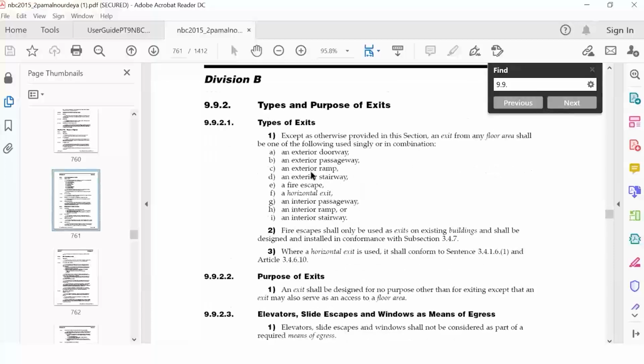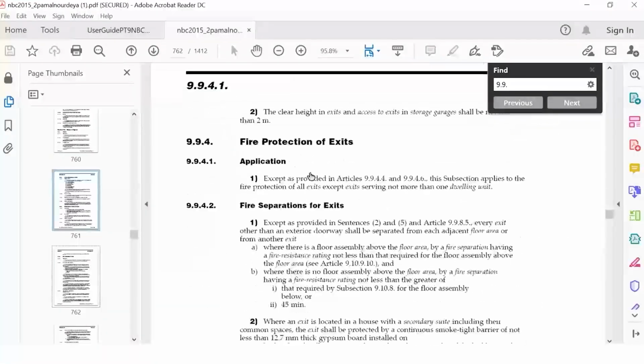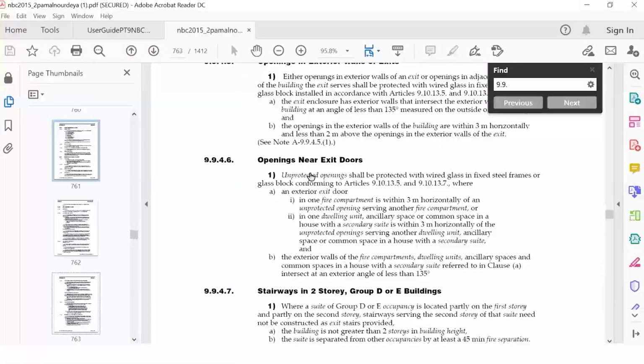So we looked at the purposes, dimensions, fire protection of exits.